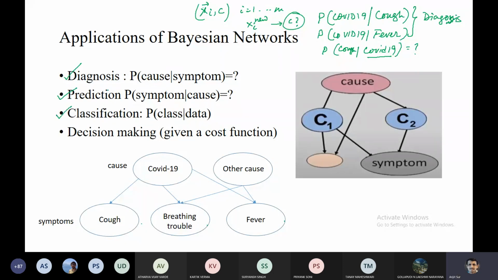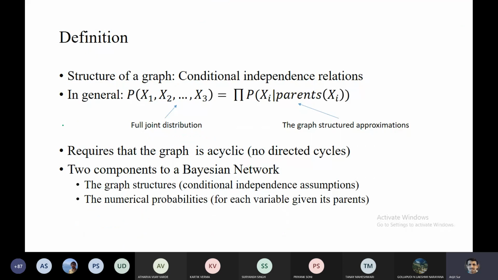Some decision making is also possible. If it's a causal relationship, a cough may be a symptom of COVID, but breathing trouble may have some other reason. Maybe he's very weak, or he's running, and that is the breathing trouble. So this kind of decision mapping, or decision tree, is also possible.